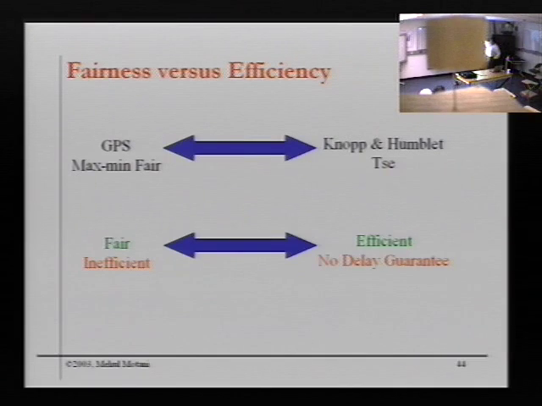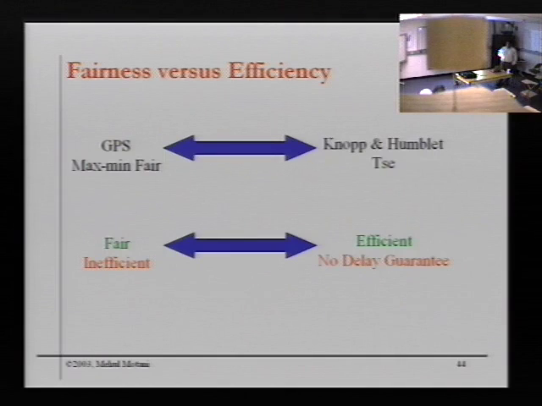So if I look at efficiency, I get the non-optimal fairness, and if I want to be fair, I have to go to the other side: generalized processor scheduling, max-min fair wireless scheduling, wireless fair scheduling, and so on. These are fair, but there's no efficiency guarantee. They maximize the minimum that any user gets, but they're inefficient.